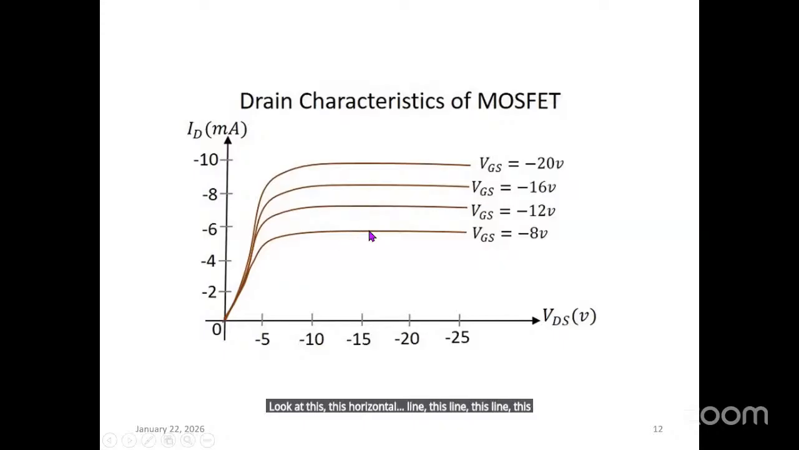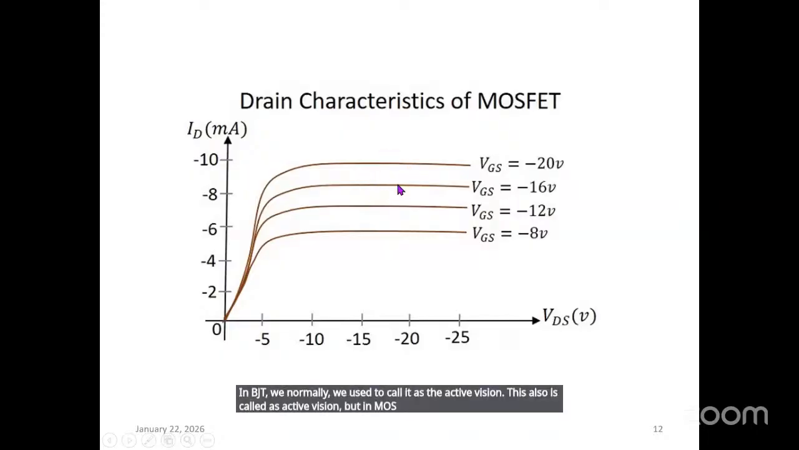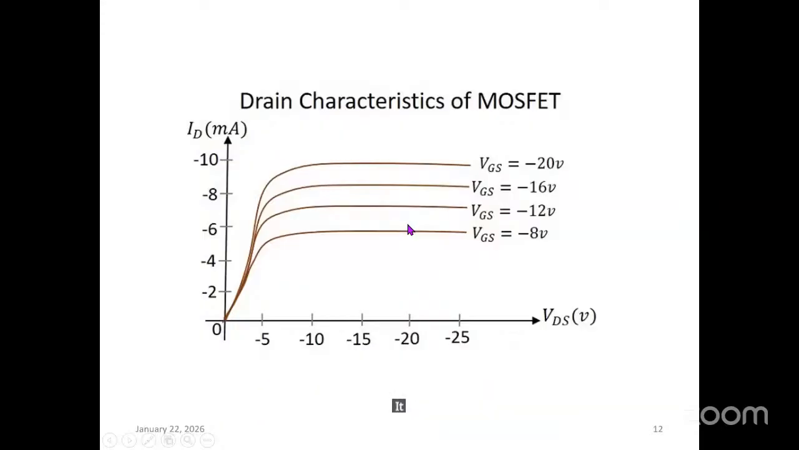For example, this line shows that the drain current is constant, nearly 6 milliampere, and it is dependent only on VGS, which is minus 8 volt. It is completely independent of VDS. This is called the saturation region of the MOSFET. In BJT, we used to call it the active region. This also is called the active region, but in MOSFET it is the saturation region because the channel is involved. It is all about the device.